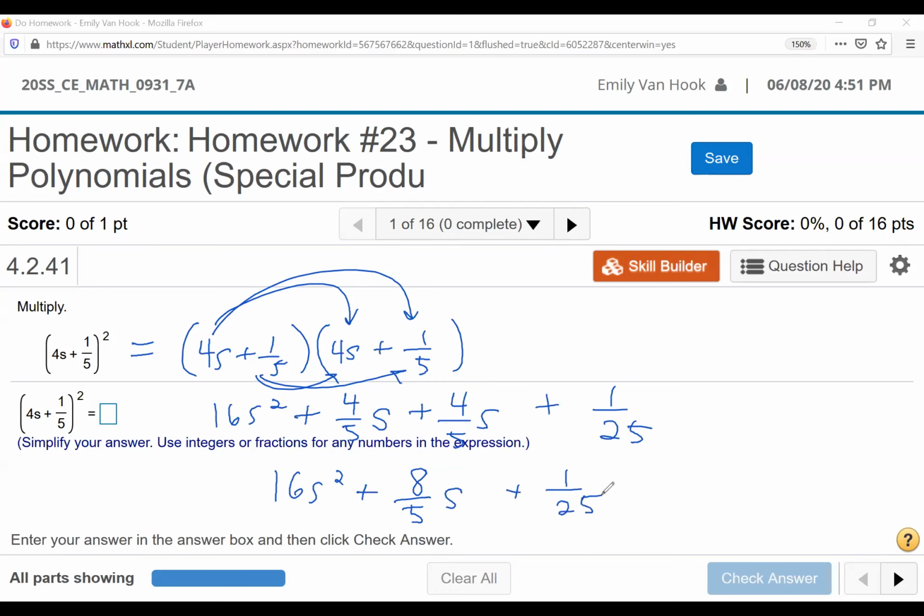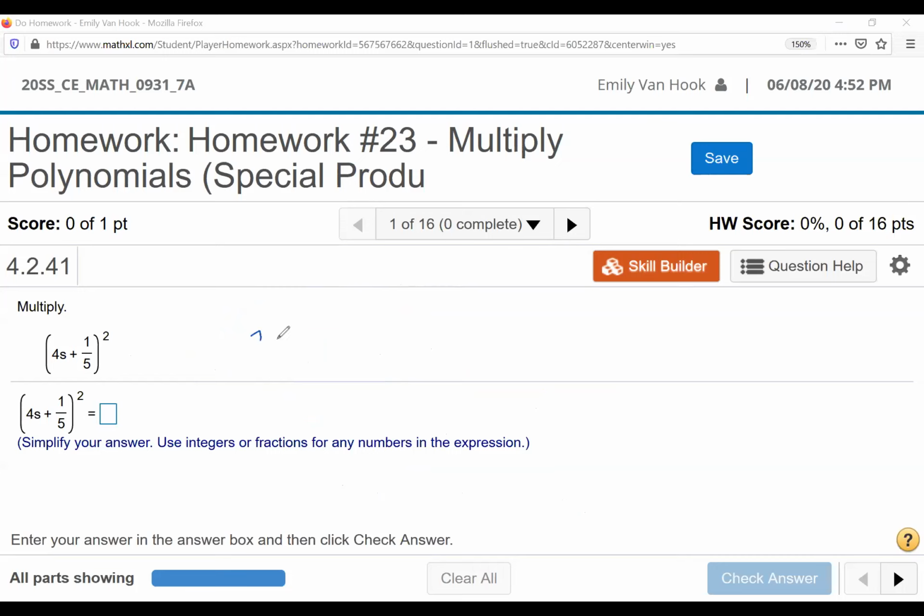So that would be my final answer. 16s squared plus 8/5 s plus 1/25. That's writing it twice. So pause here if you need to jot that down. I'm going to show the same problem again using the formula. So I'm about to clear it. Cleared. Okay, so here's the formula.